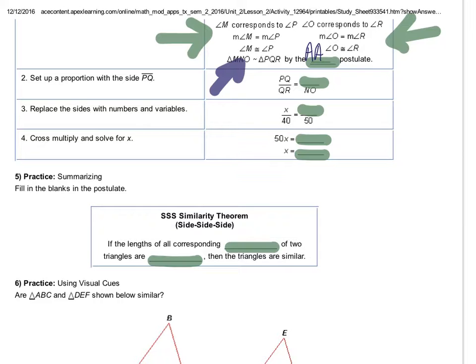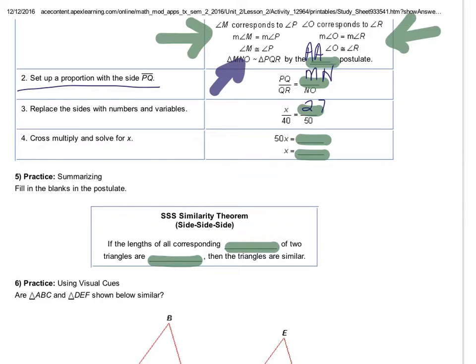All right. So we're going to set up a proportion. That's step 2. Set up a proportion with the side PQ. So PQ corresponds to MN when you look at your triangle. And QR corresponds to NO. So we're going to replace the sides with numbers and variables. Now, on that last triangle, they had side lengths labeled. So if yours don't match up or you need help, let me know. But MN corresponds to 27.